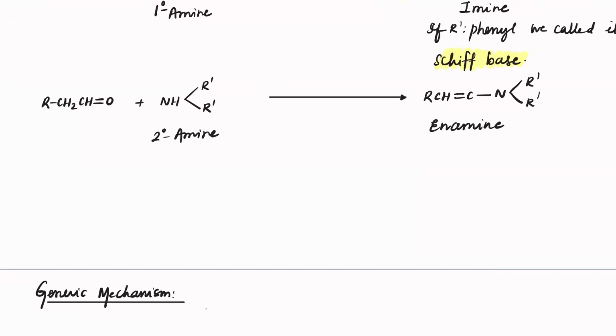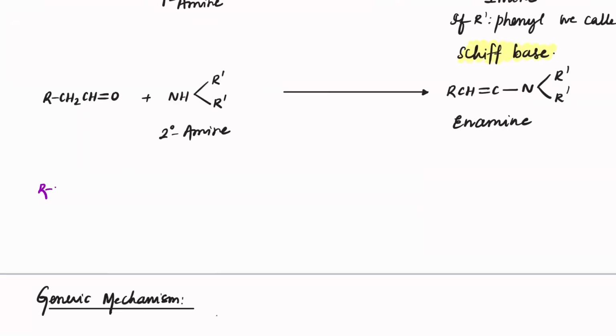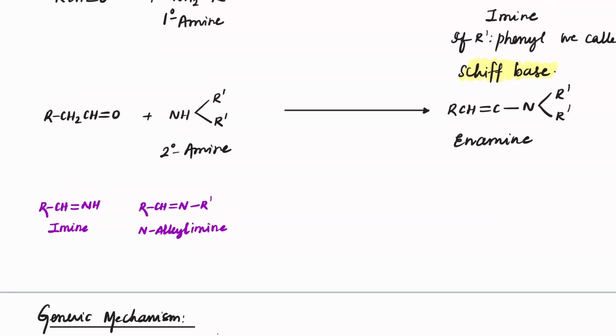So let me write down that part as well. If you have RCH double bond NH, this family of compound is called imine. And in case you have any substituent on this one as some R dash, then we say N-alkyl imine. This is called N-alkyl imine. This is a completely different family of compounds. Okay.